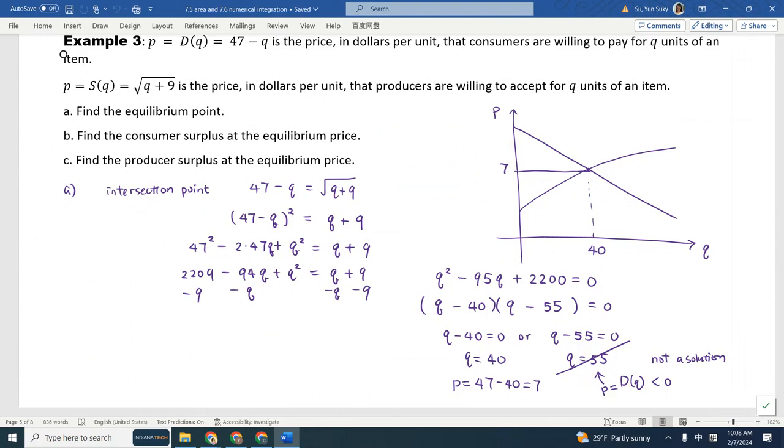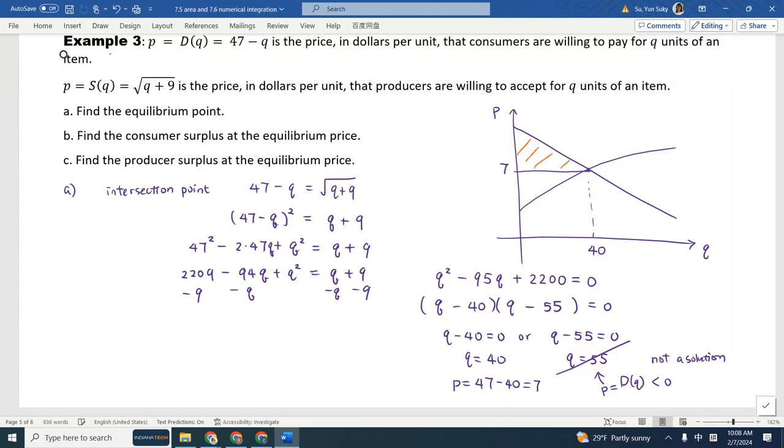And we see the Q cannot be 55 because then our demand will be negative. Demand and supply should be positive because the price should be greater or equal to 0. Okay, I would say greater than 0. It doesn't make sense if it's 0, otherwise it's free, right? Okay. So let's continue.